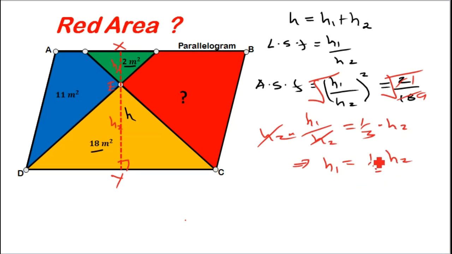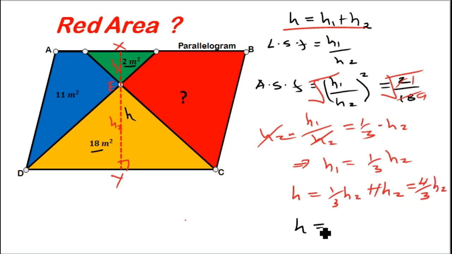So once you found H1 is a third H2, then what is H? H is going to be H1, which is a third H2, then plus H2. So a third plus 1, you get 4 over 3 H2. So you found H1 is a third H2, and remember what was H? H was H1 plus H2. So H is H1, but H1 is a third H2, then plus H2. So a third H2 plus 1 H2, you get 4 over 3 H2. So we found that the height of the parallelogram H is 4 over 3 H2.